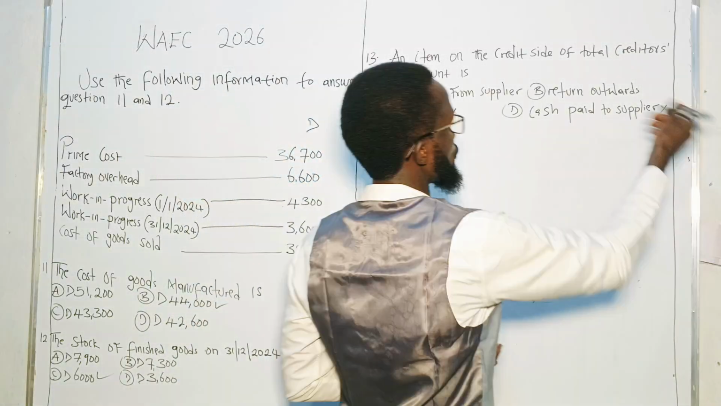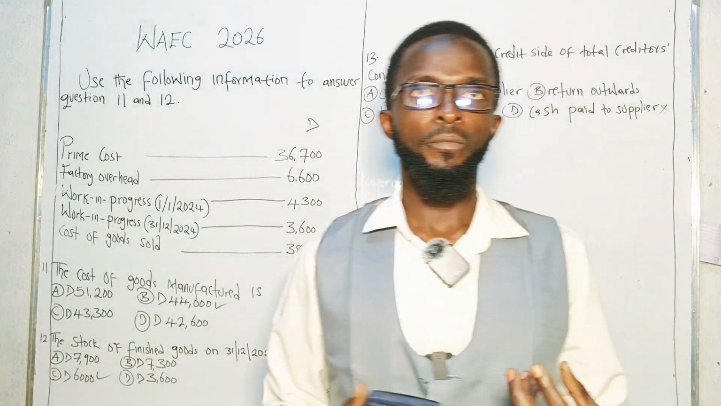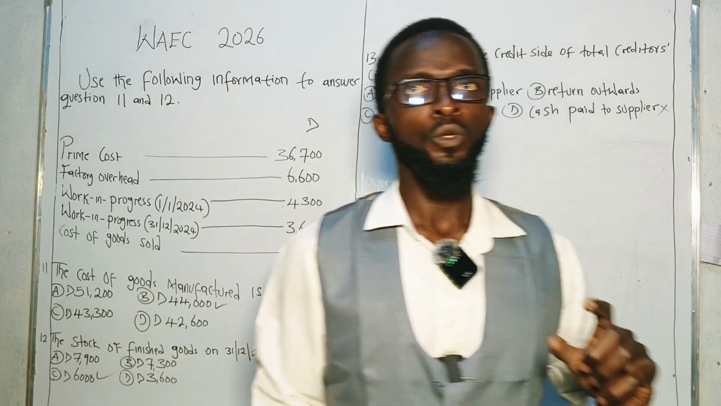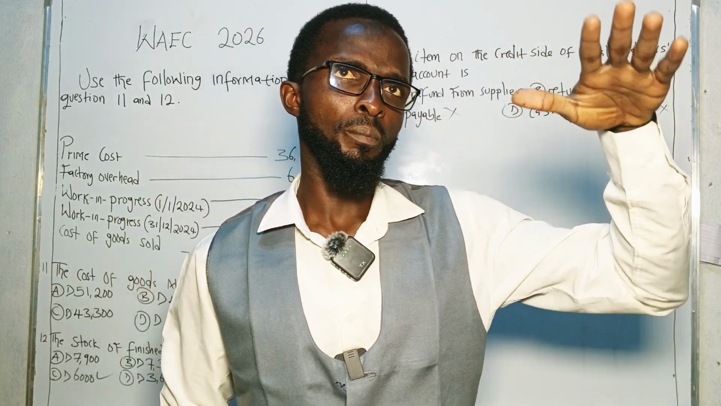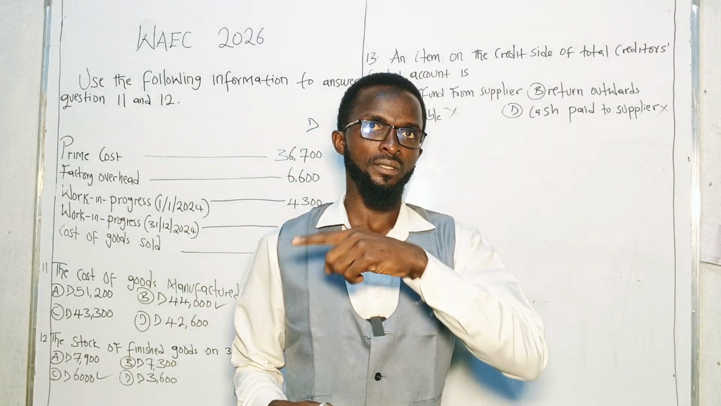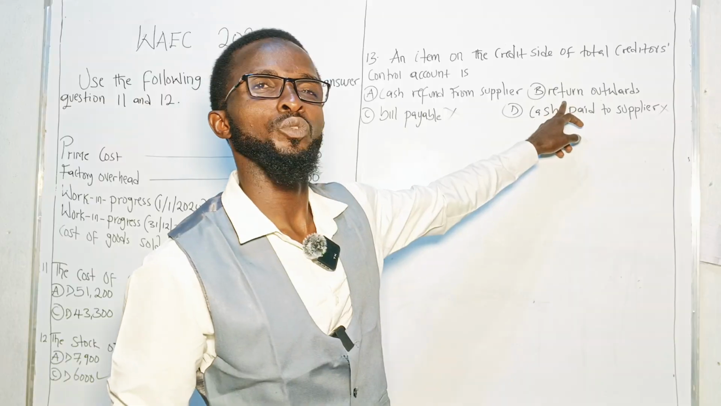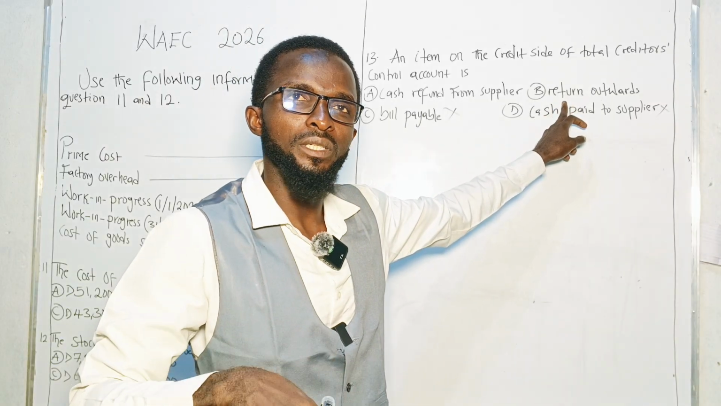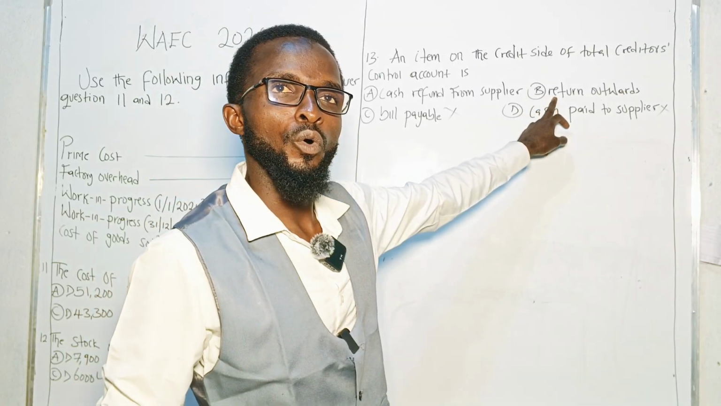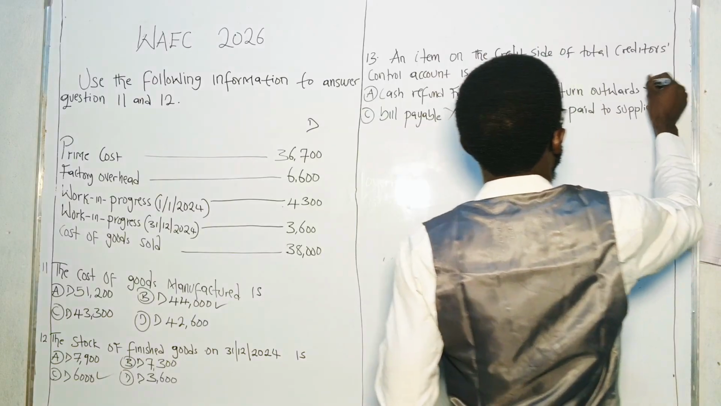Then return outwards. You made a purchase, and you decide to return some part of the goods due to some default. Definitely this will reduce the burden of debt you owe your creditors. So this should also come to the debit side, because whatever is going to reduce the burden you owe your creditors should go to the debit side of creditors control account. Therefore, this is not the answer.